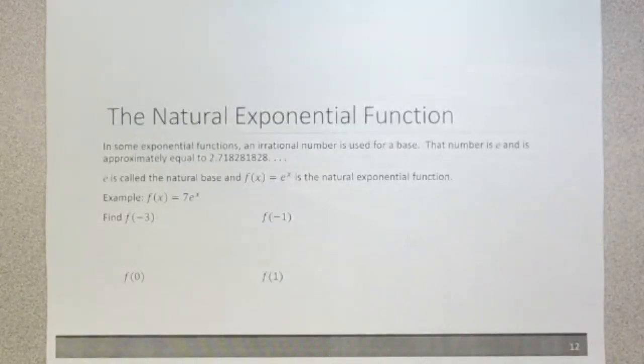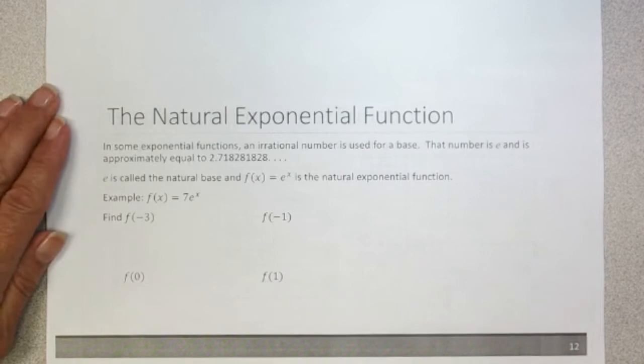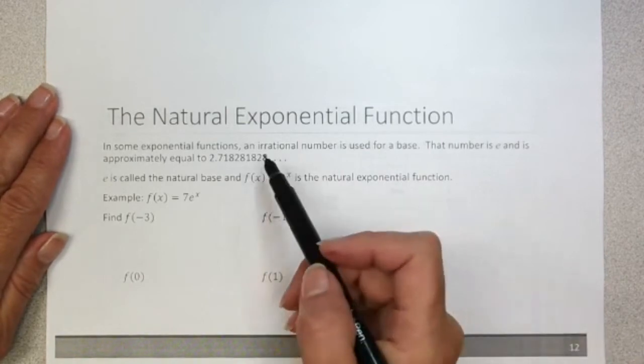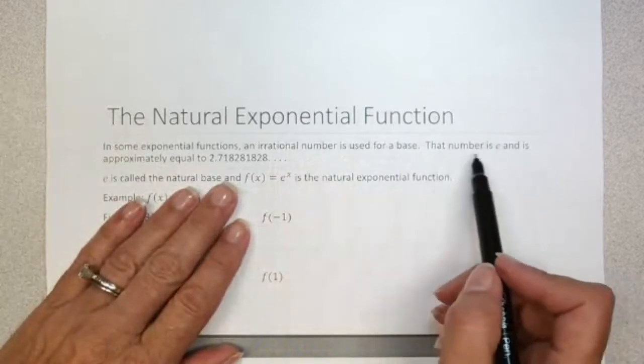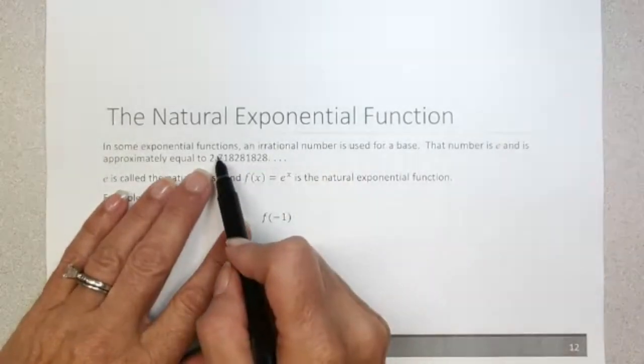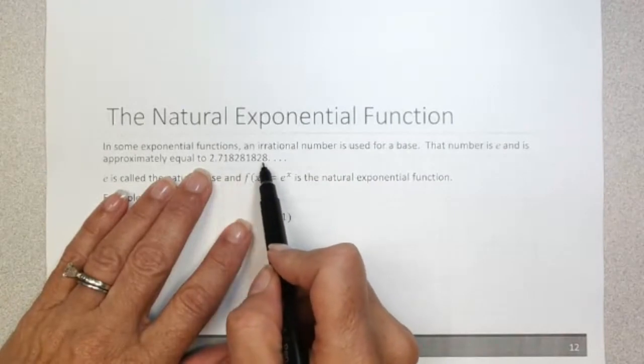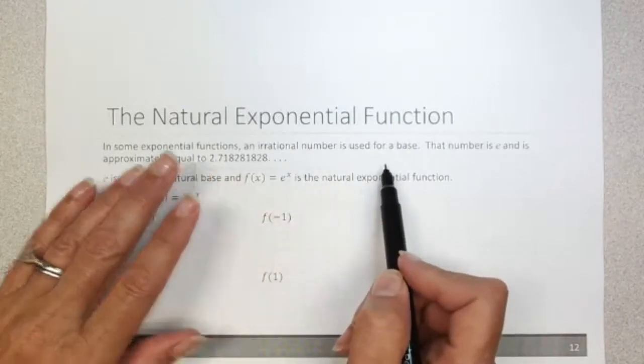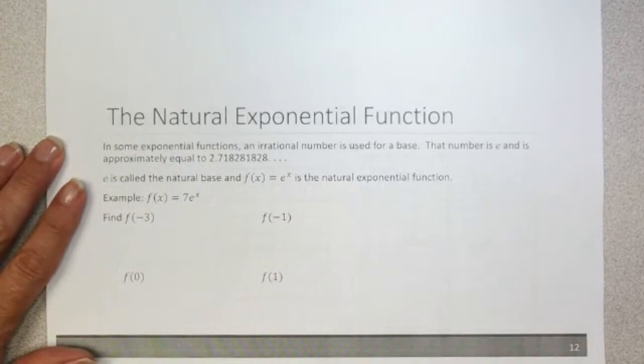All right, one special exponential function that we use quite a bit in the sciences, in particular in biology, is the natural exponential function. The natural exponential function is one where the base is Euler's number, or the number e. E, of course, is approximated to 2.718281828, and it goes on indefinitely. It's an irrational number.